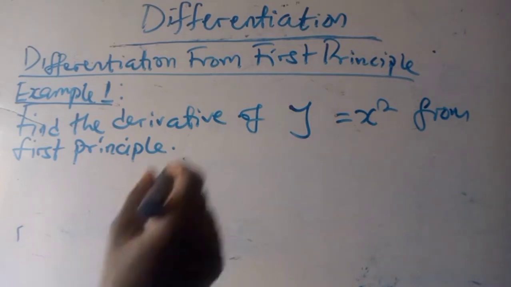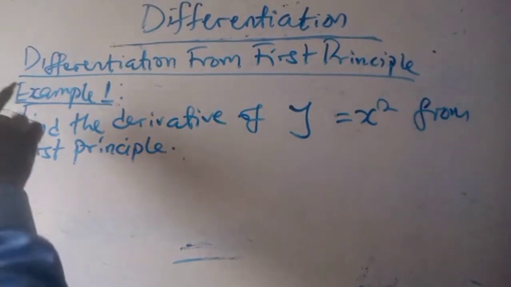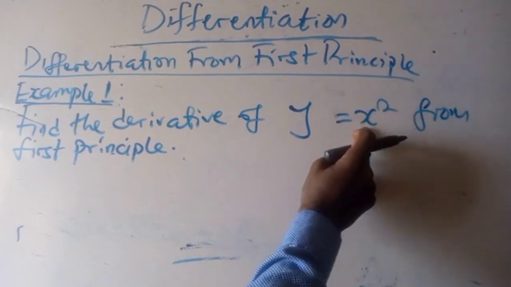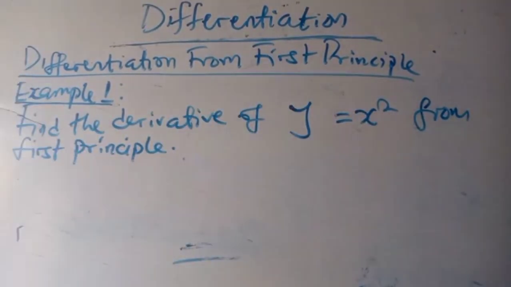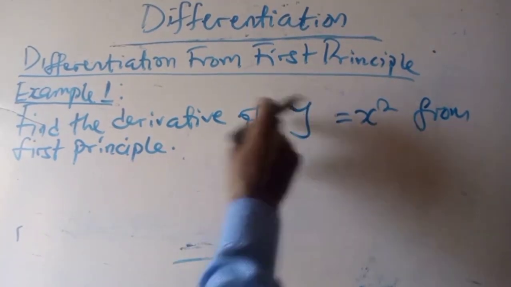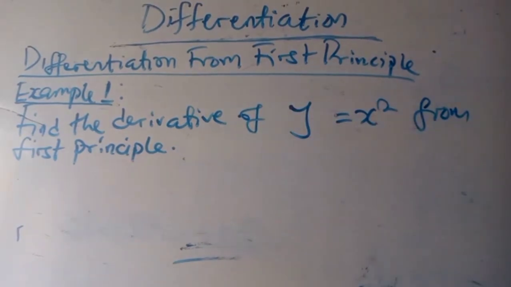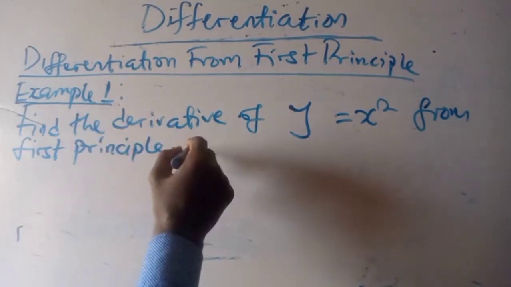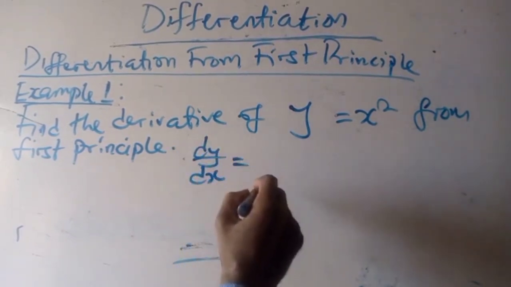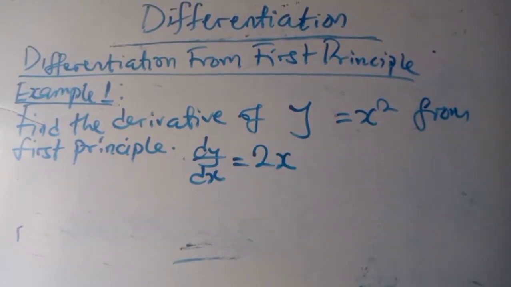From this example, we have: find the derivative of y equals x squared from first principle. Okay, we want to see how a change in x affects y. If we were to use the general method of differentiation, which had been explained in a previous video, we say dy/dx, and what will it give us? The dy/dx will give us 2x.